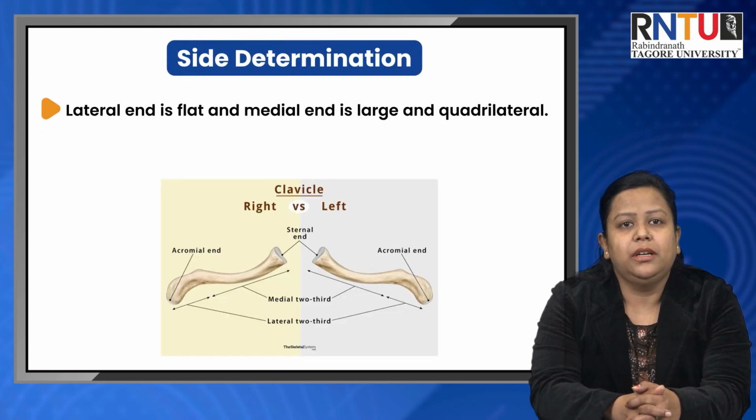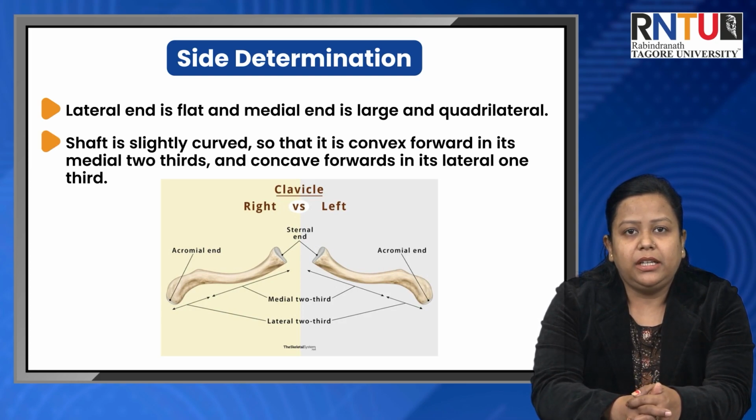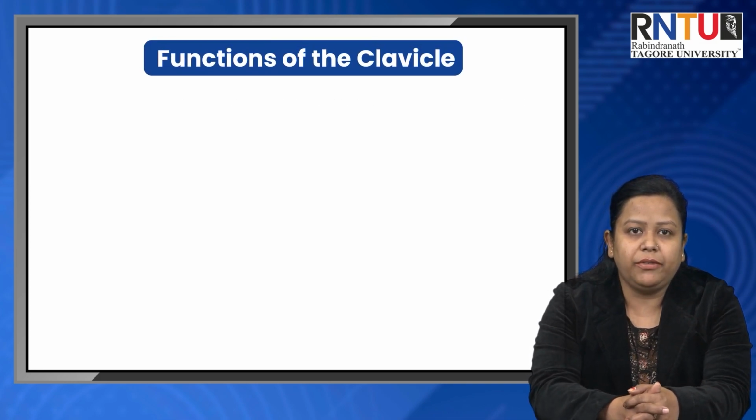Side determination. Lateral end is flat and medial end is large and quadrilateral. Shaft is slightly curved so that it is convex forward in its medial 2/3 and concave forward in its lateral 1/3. Functions of the clavicle.